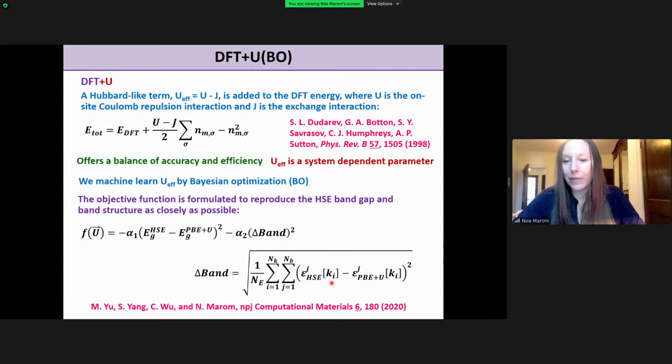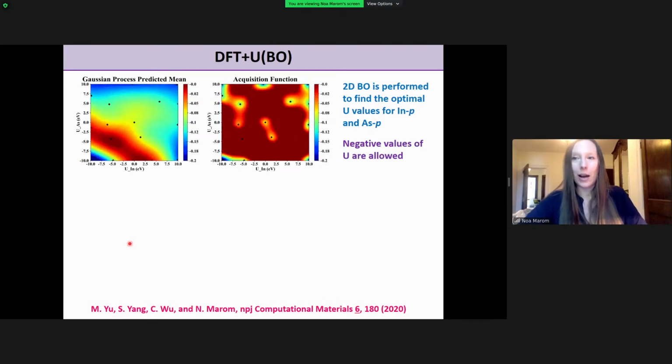So we take the difference between the band energy of HSE and PBE plus U at every point in the band structure, and we shift both the top of the valence band and the bottom of the conduction band to 0 in order to eliminate the effect of the gap and just consider the qualitative features of the band structure. And we sum over a chosen number of bands, and then we sum over all the K points in each band and normalize by the total number of energies we sample. So that's delta band. And alpha 1 and alpha 2 can give different weights to these two terms. So let's see how this works for indium arsenide.